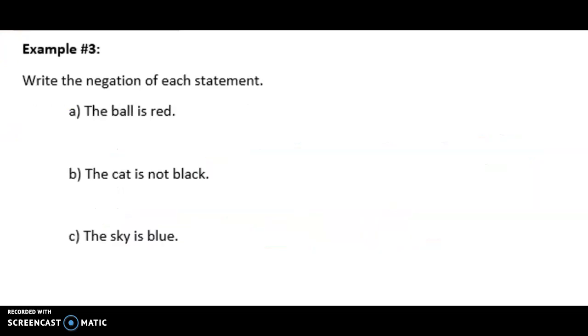All right, let's look at some negations. Now we've kind of talked about this in our foldables. Negation is just not, and it's written as a symbol that means not. Okay, so write the negation of each statement. So if I say the ball is red, what would be the opposite of the ball is red?